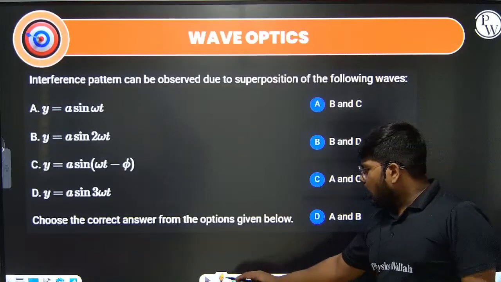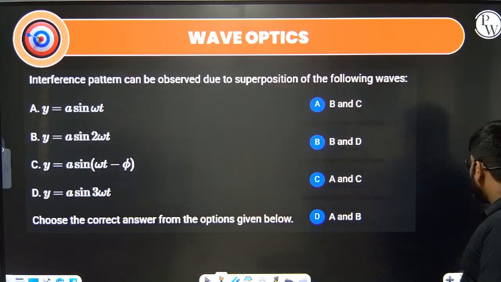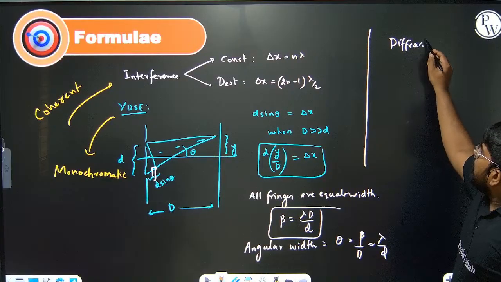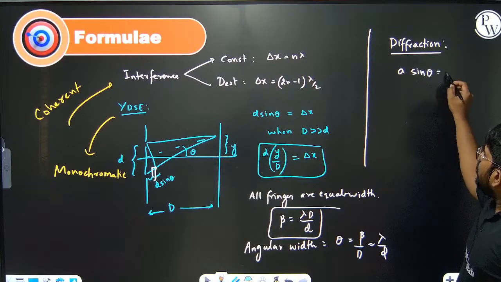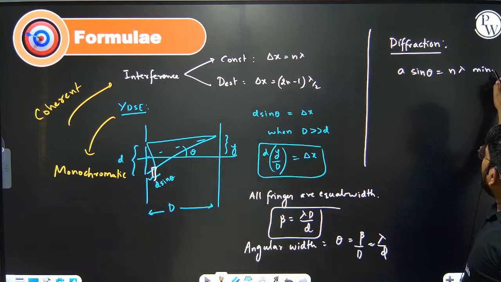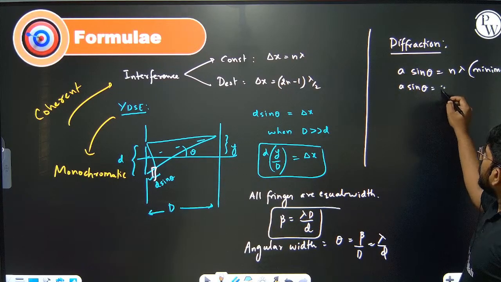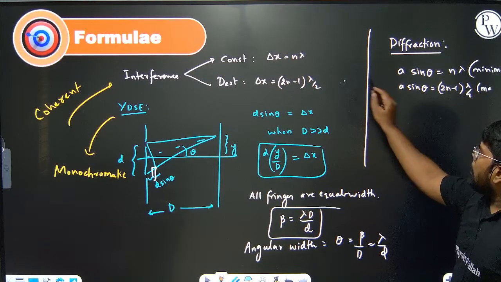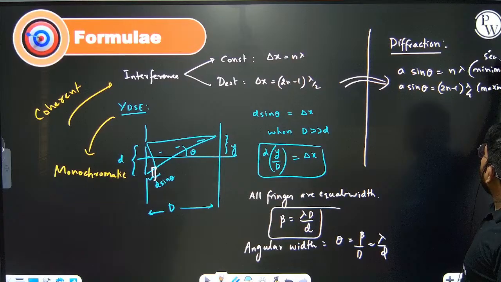So we are focusing on just a few formulas. When you go to diffraction, the results are a little bit different. There we say aperture: a sin theta is equal to n lambda for minima, and a sin theta is equal to (2n minus 1) into lambda by 2 for maxima. Here the results are opposite. This is the central maxima, and these are secondary minima and maxima.